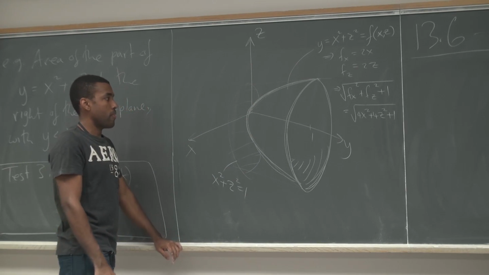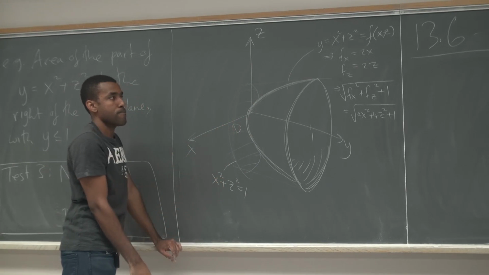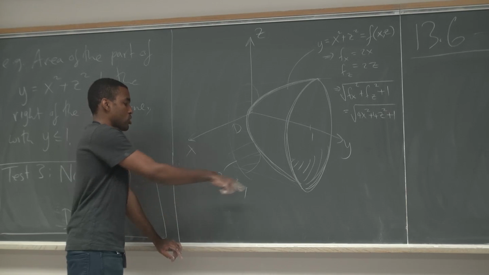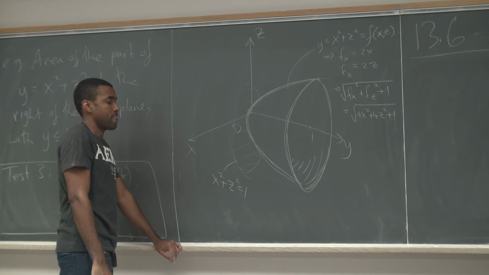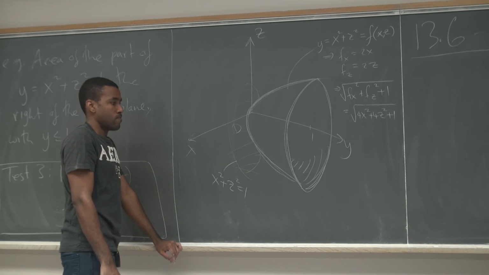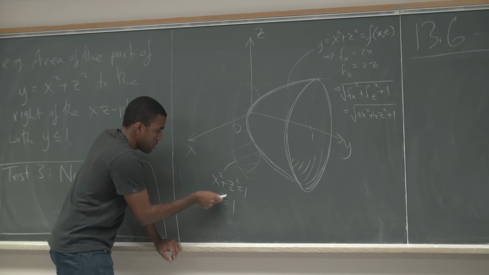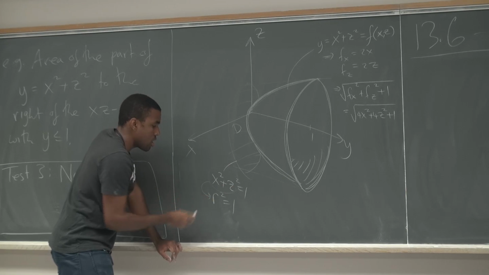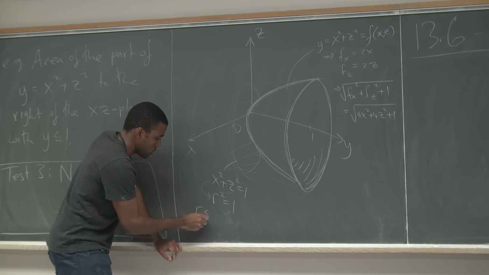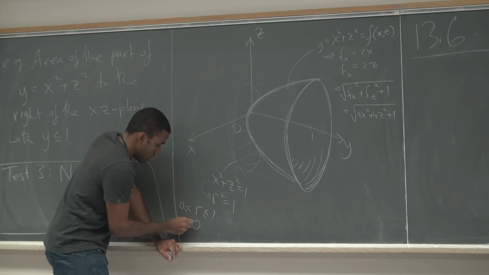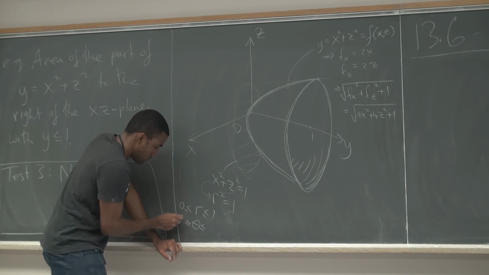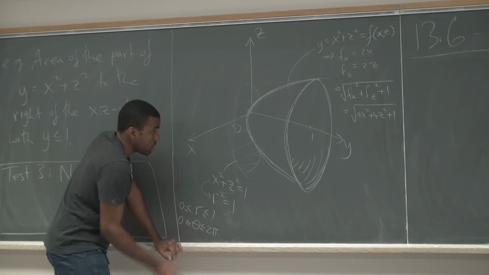How can I describe this region of projection? It's r squared equals 1, because my x squared plus z squared, I'm thinking of as r squared, so that's polar. So r goes between 0 and 1. Theta goes between 0 and 2 pi. It's a full circle.